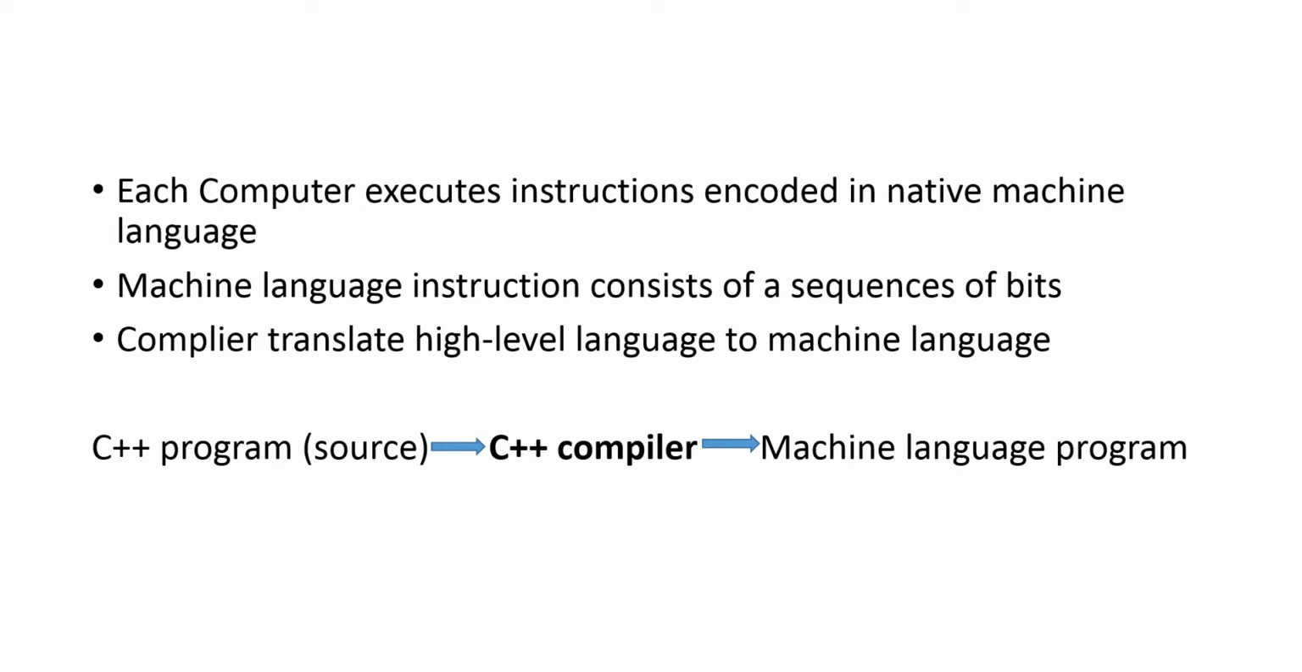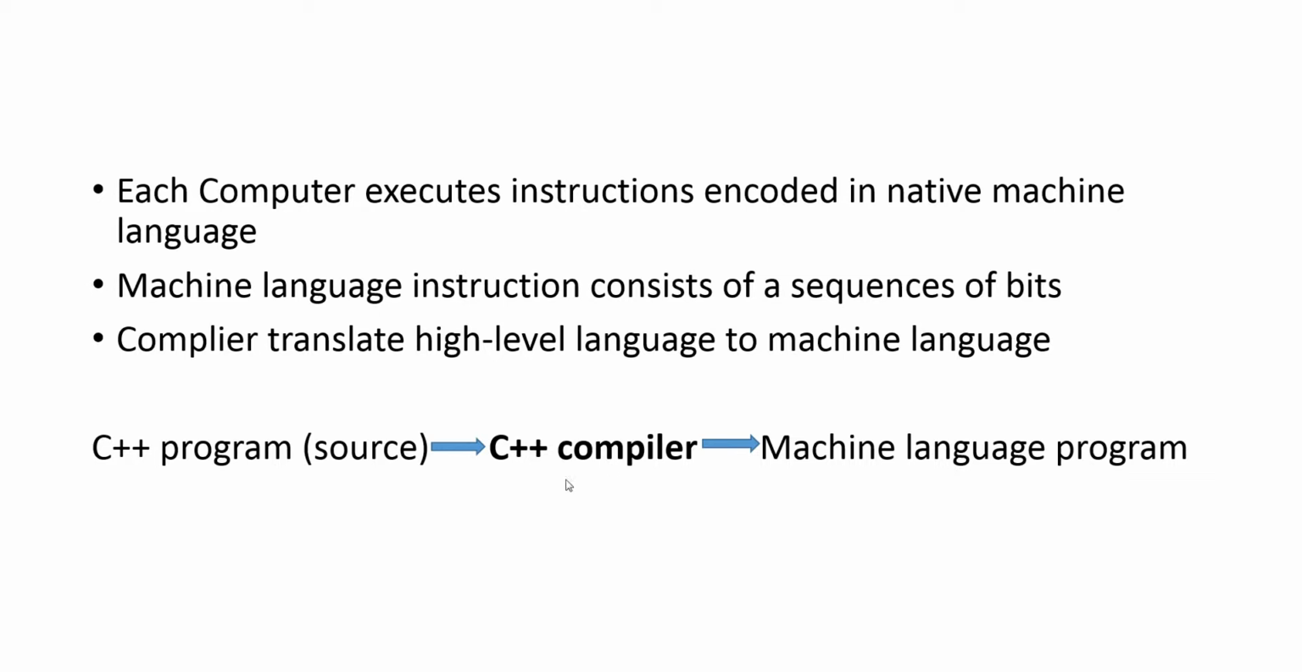Just think of a compiler like a box that accepts a program that is written in a high-level language such as C++. And once this box accepts this high-level language program, it produces a translation into the targeted machine language.